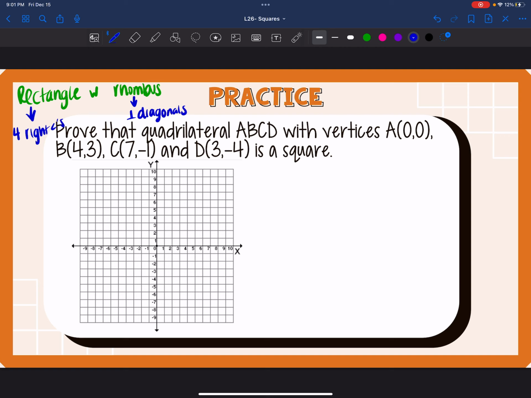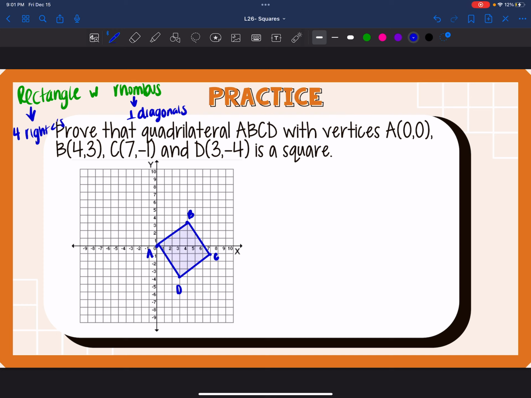Now, I'm going to plot my points. A, B, which is 4, 3. C, which is 7, negative 1. And D, which is 3, negative 4. This is great. We're cooking with gas. I hope it's not a long video, you know.